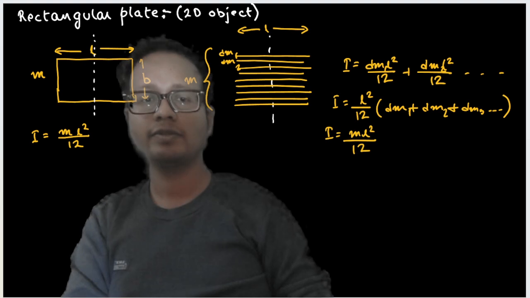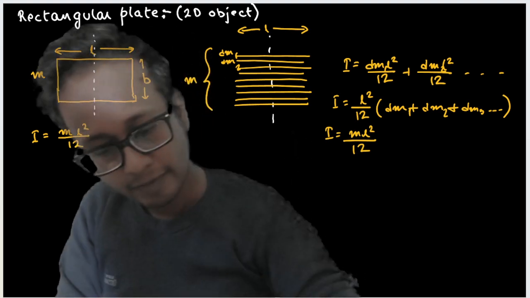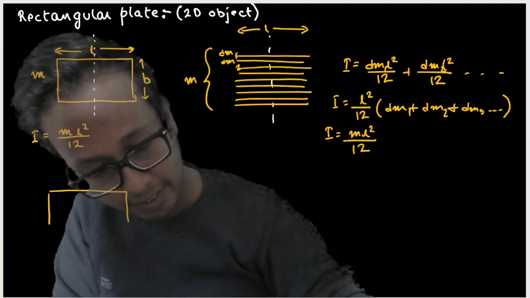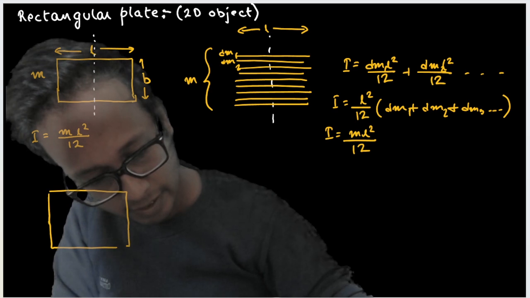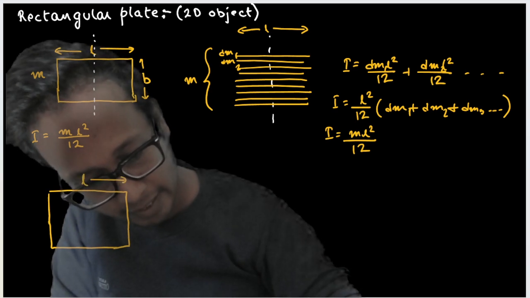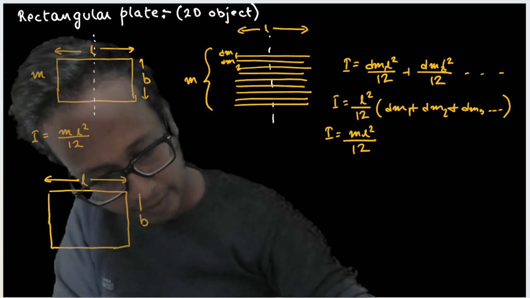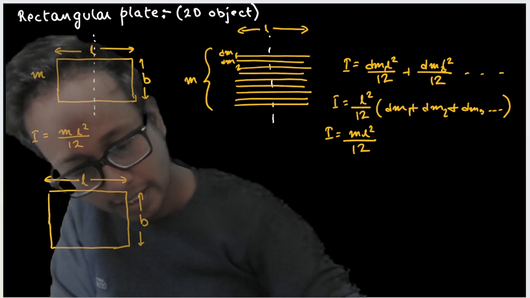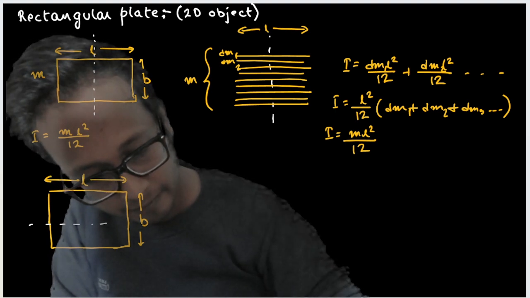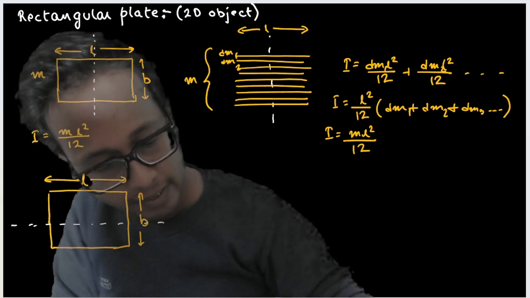Simple enough. Similarly, consider the same rectangular plate of length L and breadth D. What about the axis that is passing like this? That means it is cutting the breadth D through half.